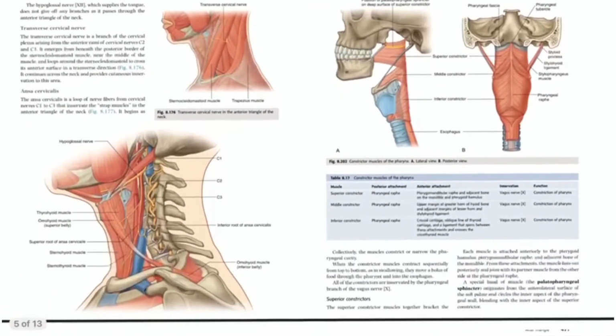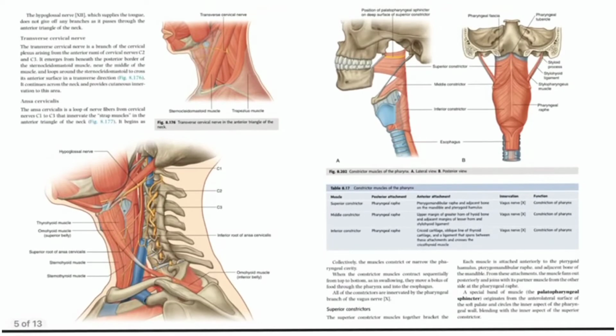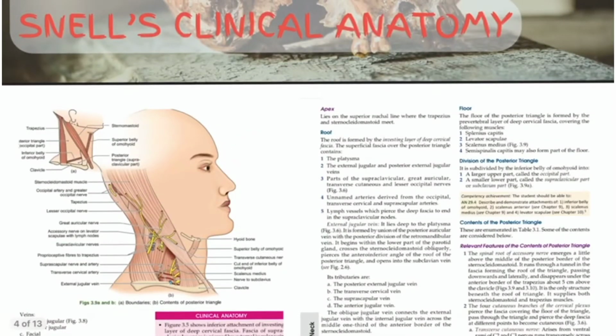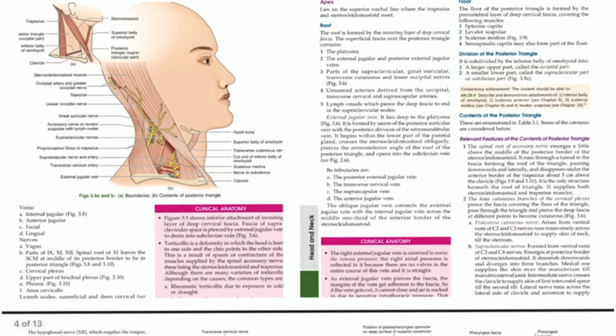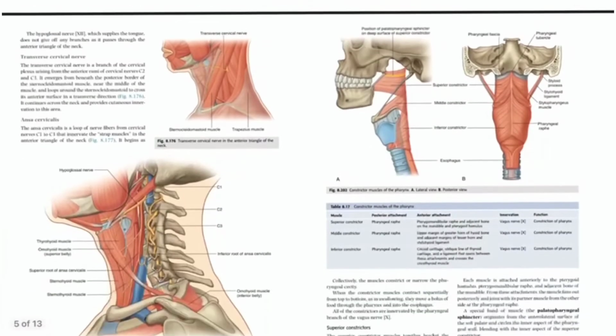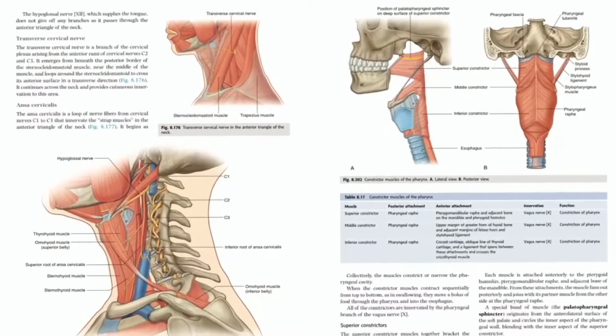But the thing with Gray's is that it has really good diagrams. If you compare this diagram with this diagram, the diagram in BDC is a schematic one, which allows you to draw diagrams in your exams. But the diagrams in Gray's are perfect. They're really good and help you visualize the structure. It helps your spatial memory also.